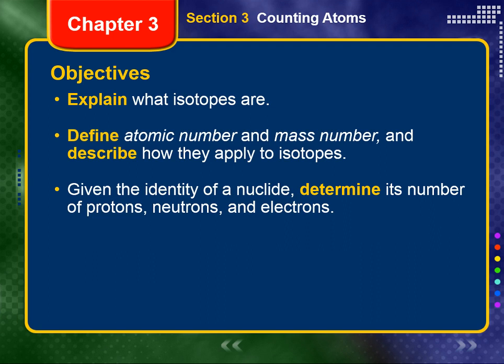At this point, you should be able to explain what isotopes are, define atomic number and mass number and describe how they apply to isotopes, and, given the identity of a nuclide, determine its number of protons, neutrons, and electrons.